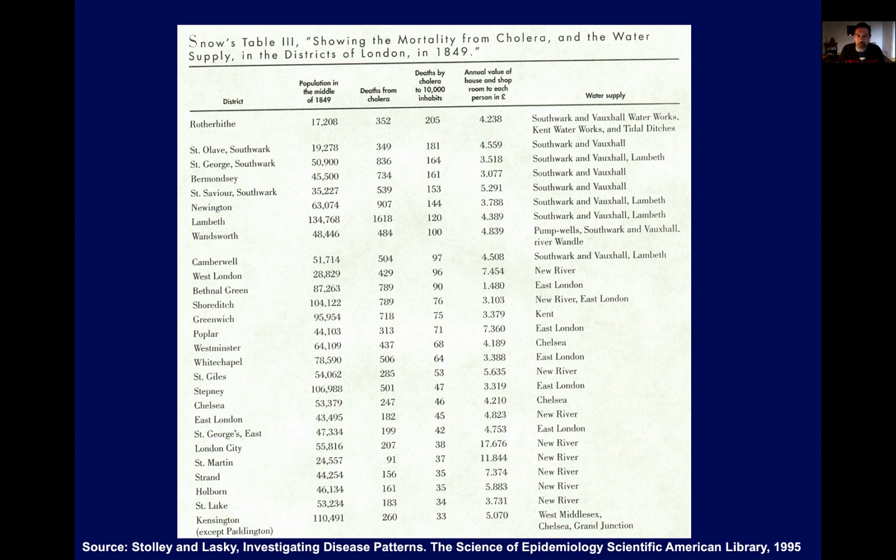For each district, Snow compiled the deaths from cholera in 1849. He combined that with information on the number of people in the population living in each district to compute a rate of cholera deaths per 10,000 inhabitants. Finally, he noted the water companies that were supplying the water to each district. So you can see here that the number of cholera deaths per 10,000 inhabitants is calculated, and the table is sorted from high to low on that number. And then information on the exposures, the water supply company for each district, is given here.